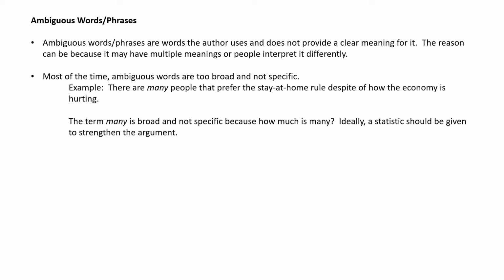Don't just tell me many, okay? Because to you, 3 people might be many, and to me, 100 people is many, okay? So it's too broad, it's not specific. That's one example of an ambiguous word.